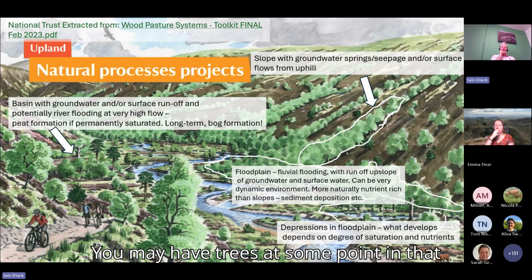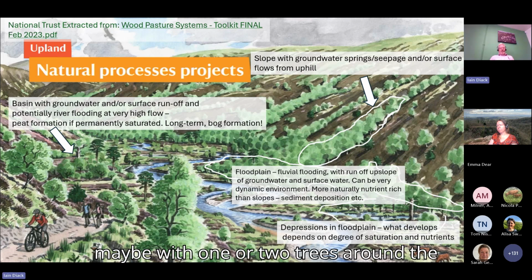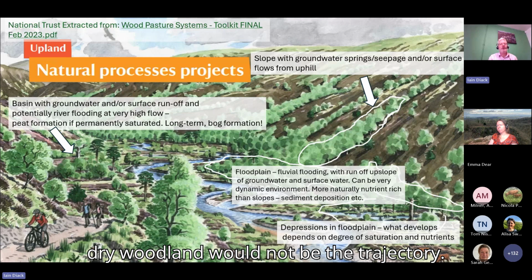You may have trees at some point in that peat development, but ultimately, unless you drain that site, it's going to stay very wet, and the trajectory, as you can see from taking cores into peat bogs, would be a raised bog. So it would go through a phase of having wet woodland on it, but ultimately it would become a raised bog, maybe with one or two trees around the edges struggling to survive. Dry woodland would not be the trajectory.